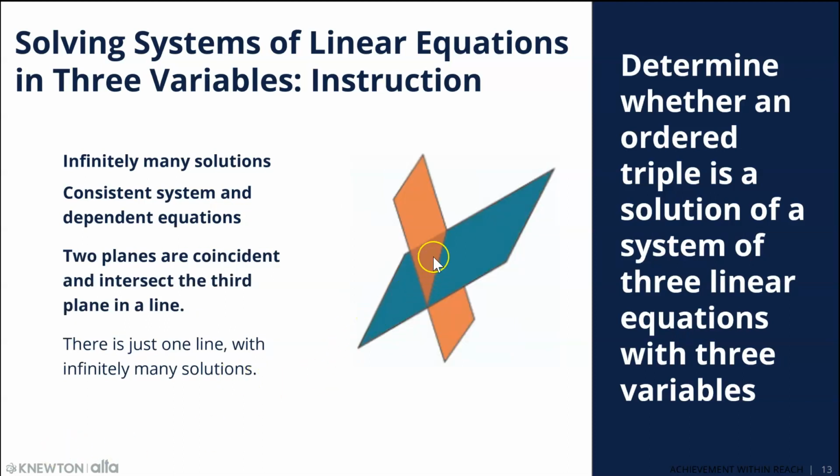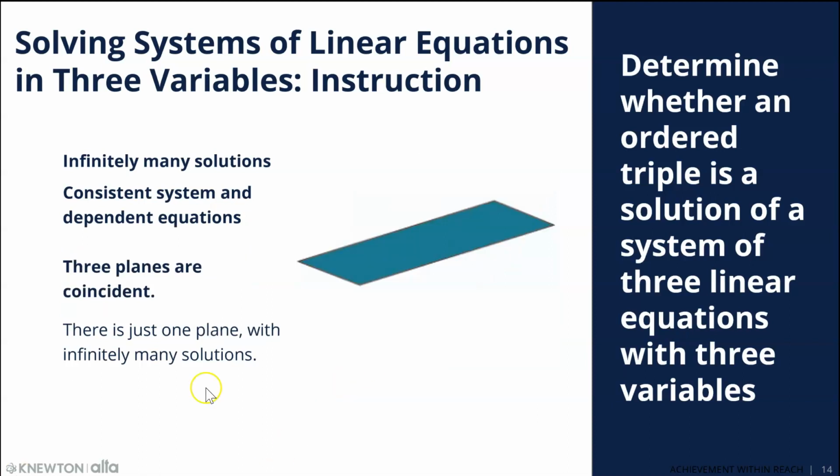We also get infinitely many solutions for the case when two planes coincide with each other and the third plane intersects the two coincident planes, and they intersect in a line. In this case, we call the system a consistent system, and the equations are dependent equations. And lastly, we get infinitely many solutions when all three planes are coincident. And we call this system a consistent system, and the equations are dependent.